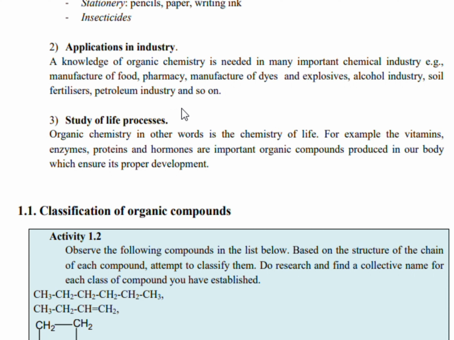We can also use this in the study of life processes. For example, the composition of the human body is made of proteins, there are vitamins, enzymes, hormones. All these compounds are made of organic chemistry. So today we are going to stop here, and next time we will continue with the classification of organic chemistry.